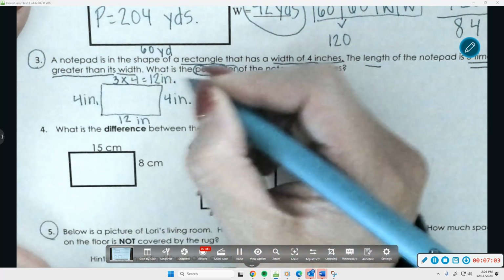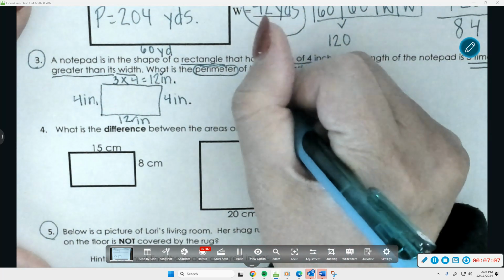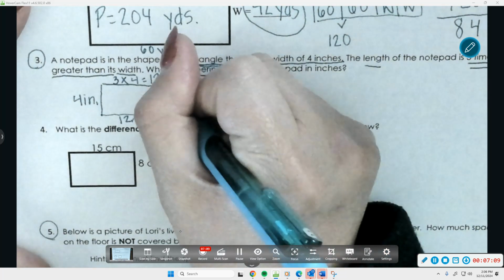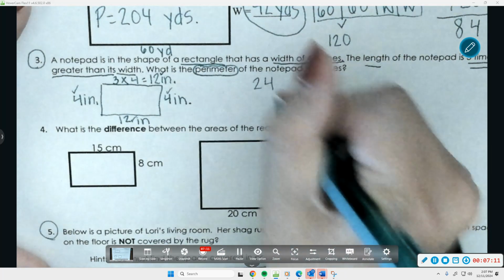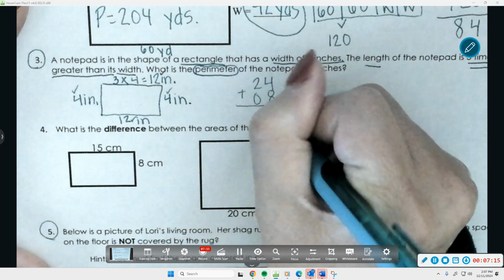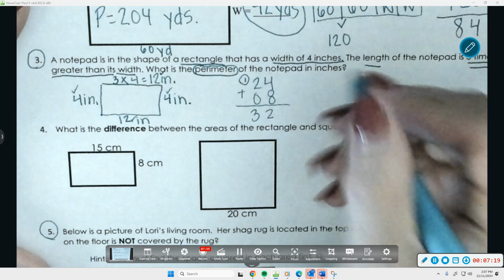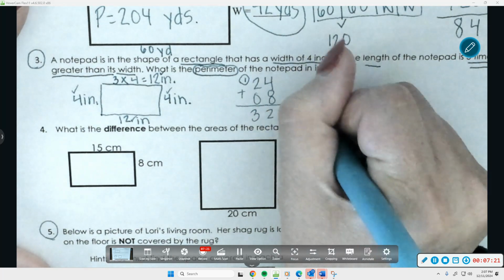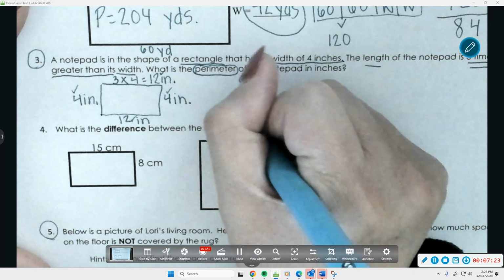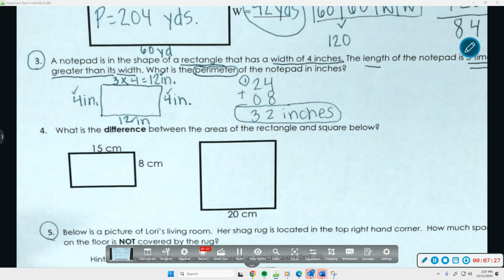Well, I know that 12 and 12 is what? 24. And 4 plus 4 is 8. So it's 32 what? Inches. Very good. 32 inches.